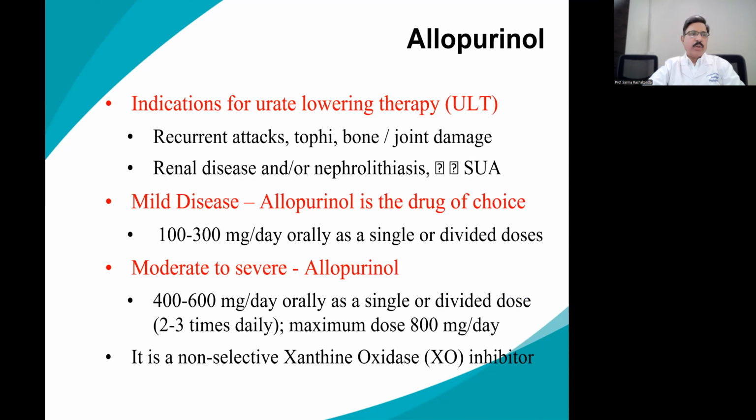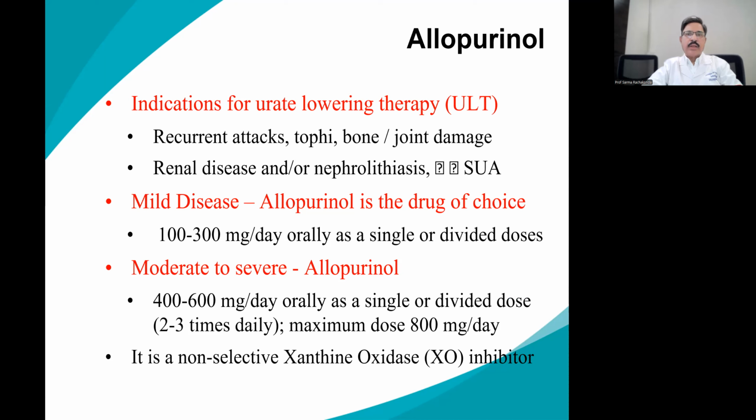Now, allopurinol. Indications for urate lowering therapy, that is ULT: recurrent attacks, tophi, bone and joint damage, renal disease and nephrolithiasis, and increased serum uric acid levels. In mild disease, allopurinol is the drug of choice. In moderate to severe, how much do I give? 100 to 300 milligrams orally in divided doses. Allopurinol 400 to 600 milligrams, up to a maximum of 800.